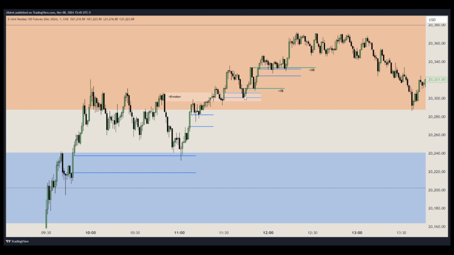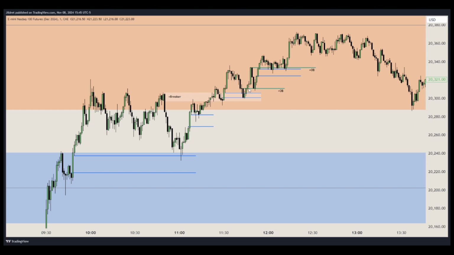This is bread and butter, a unicorn setup, because our draw on liquidity is the consequent encroachment of the CB, and also the first quarter of the CB, the higher quarter, and the high of the fair value gap as well. So this is a very good opportunity to be a buyer, and as you can see, price rapidly moves higher, comes down to the last consecutive down close candle, bullish order block.